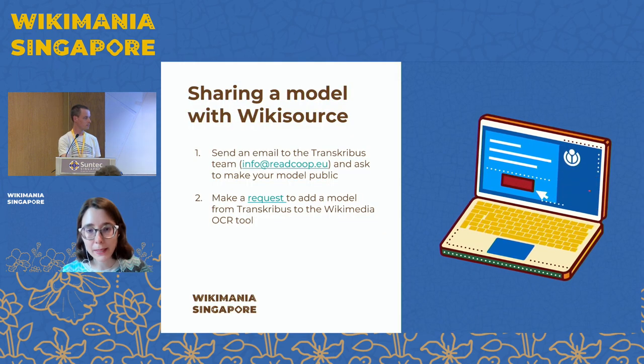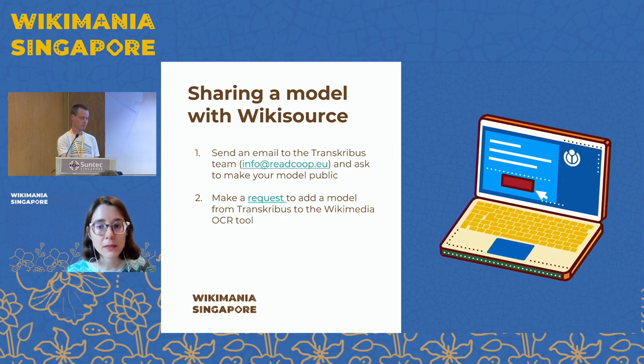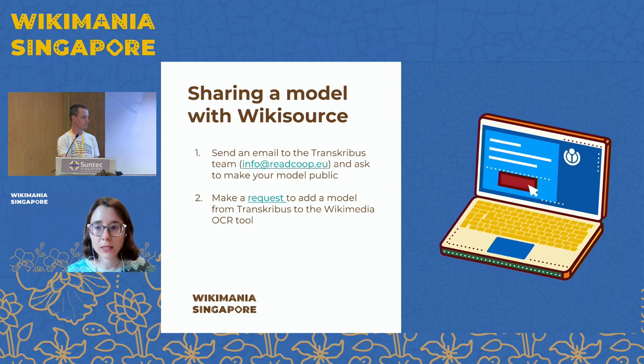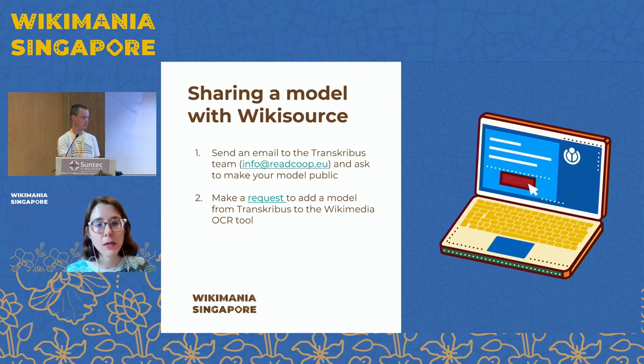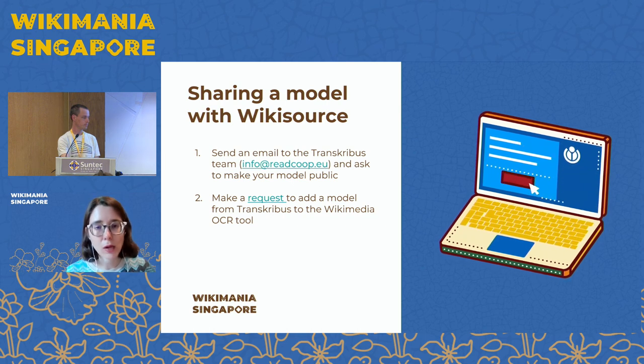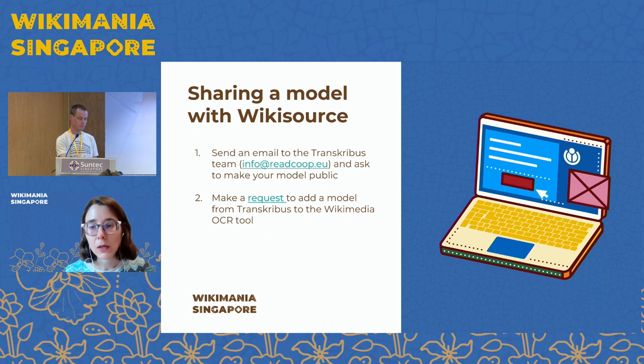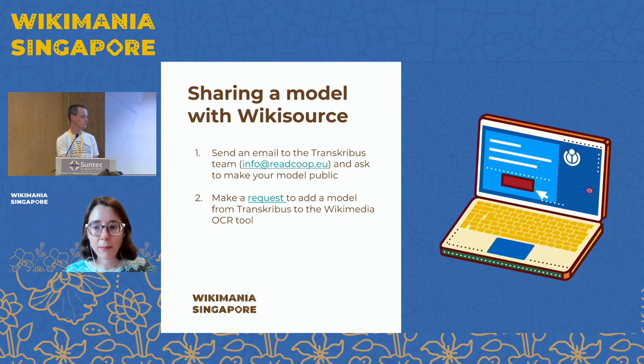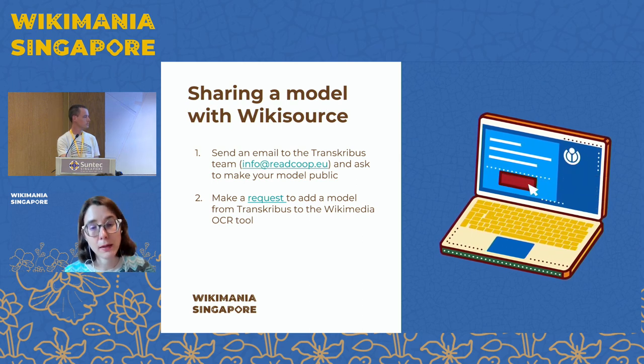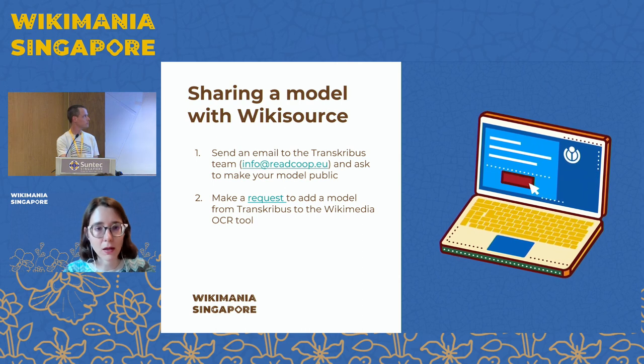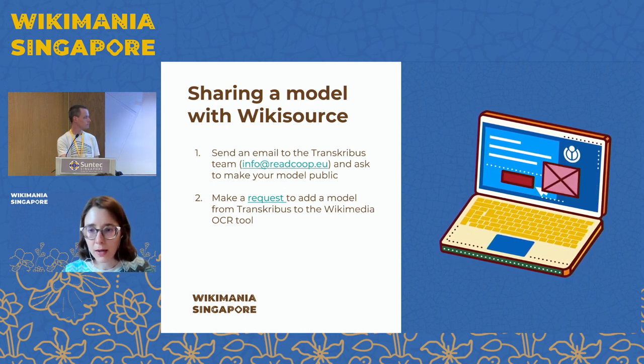Next slide. When you have trained your model and you want to share this model with Wikisource, first you need to send an email to the Transkribus team and ask to make your model public, and we will get back to you asking you some questions about your model, like who needs to be credited for it, and a short description to help users understand what this model can do. And then in the Wikimedia OCR tool, you can make a request to add this new model from Transkribus to the OCR tool. And in this way, it will be integrated in Wikisource.